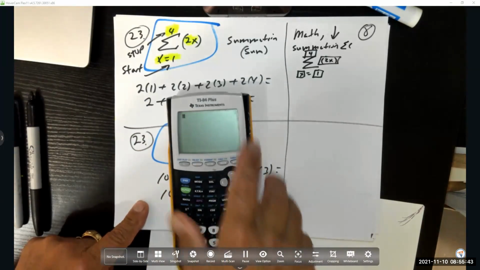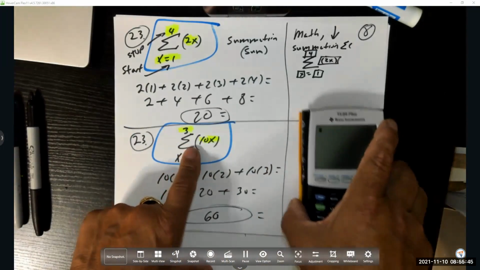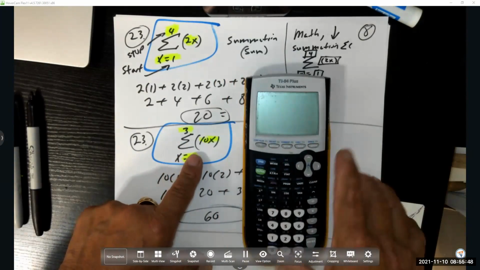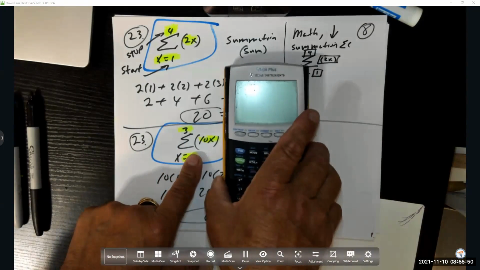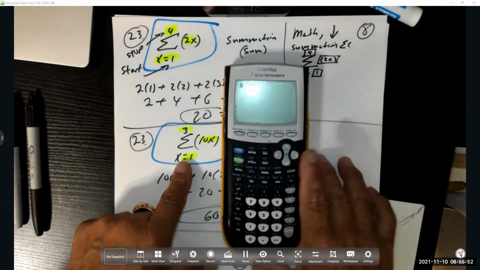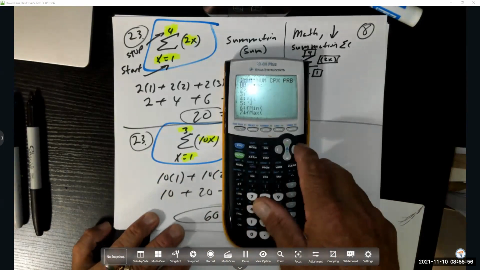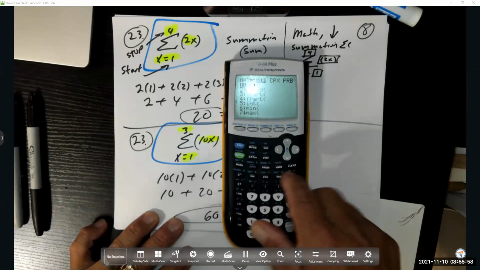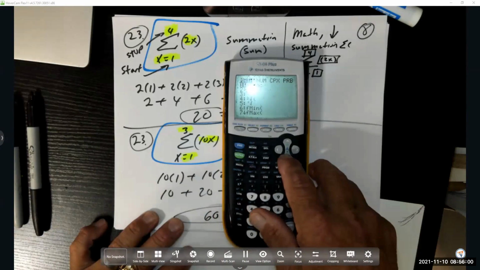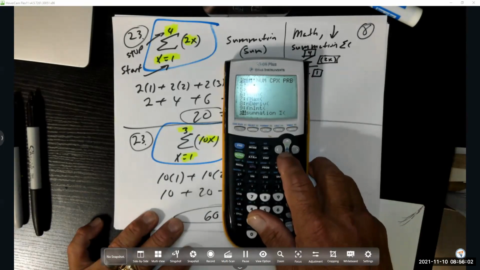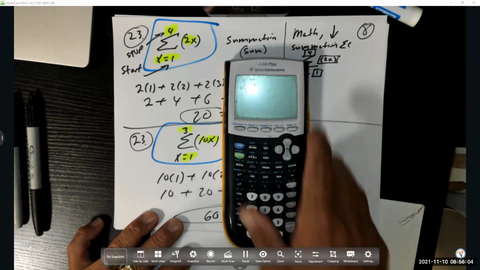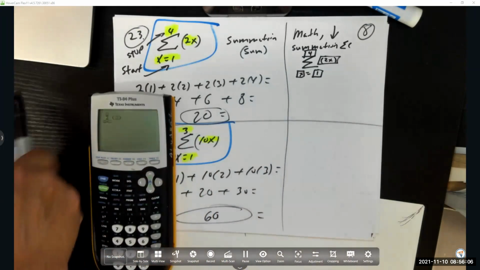So you have an 83? No. Okay, so now let's do the next one. Let's do this one here also. Ready? I'm assuming you have an 84 or something, but you know, some people obviously do not. I understand. Okay, ready? Math, down arrow, summation.